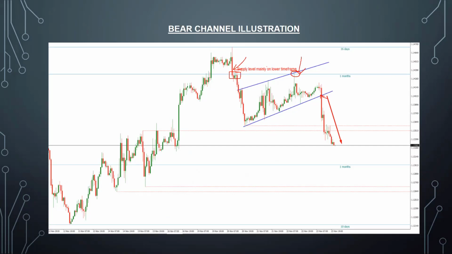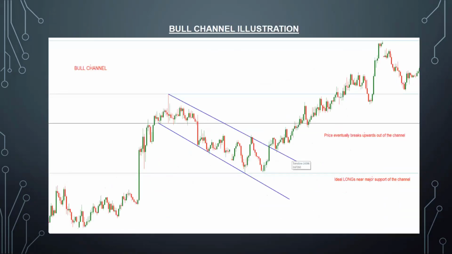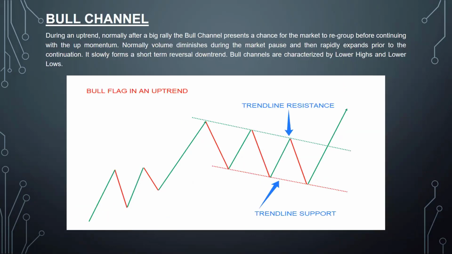So this is a bear channel illustration. Now let's go look at a bull channel. Right, we've got a bullish flag here. A bull channel, during an uptrend. So you must always know that you look for a bear flag in a downtrend, a bull flag in an uptrend. So a bull flag is like a fake signal.